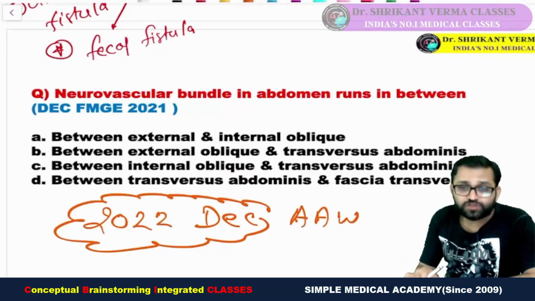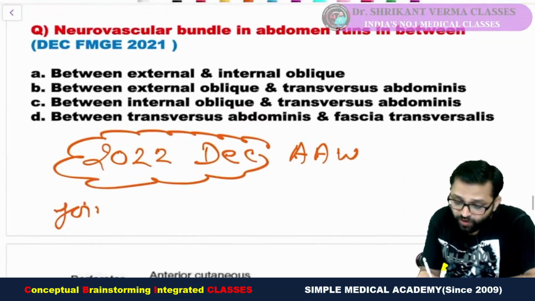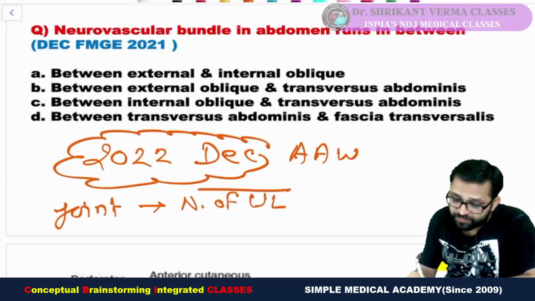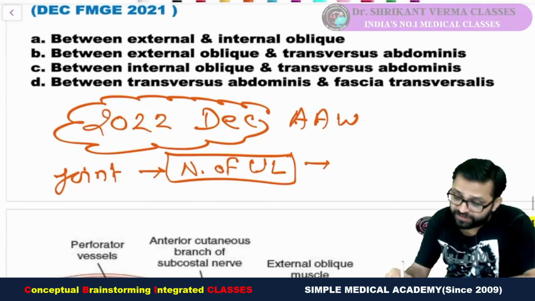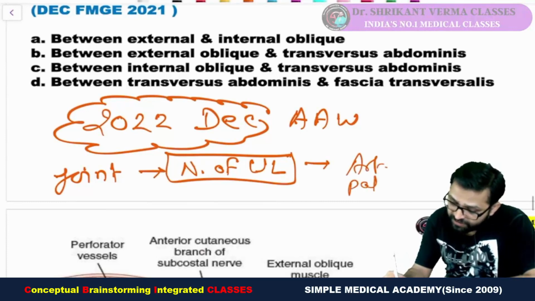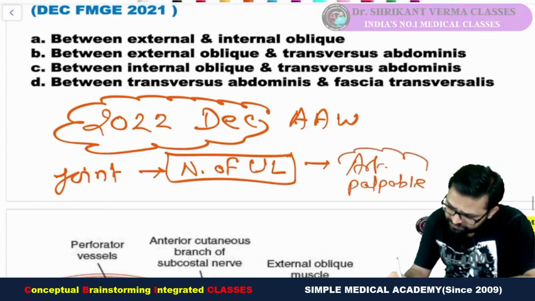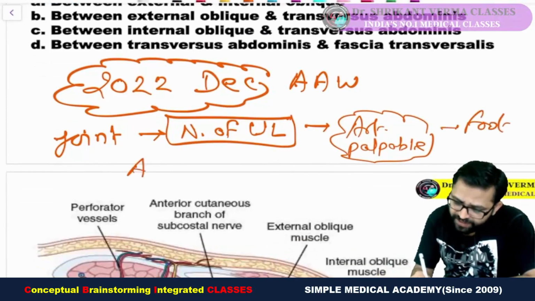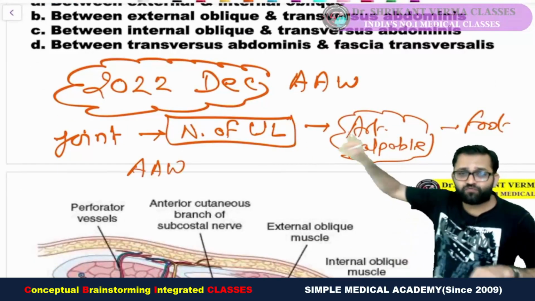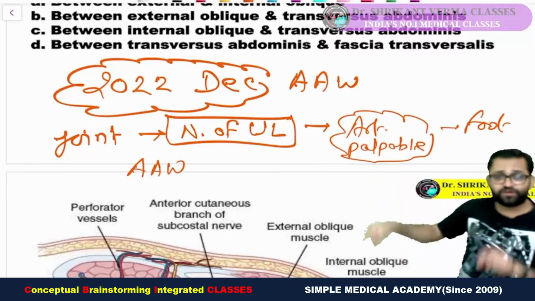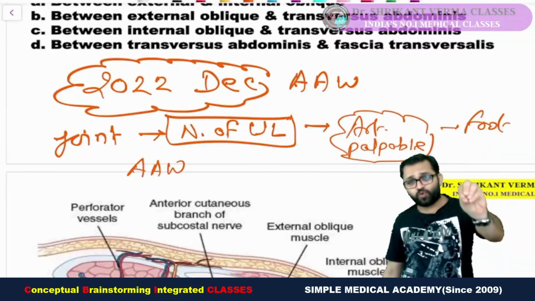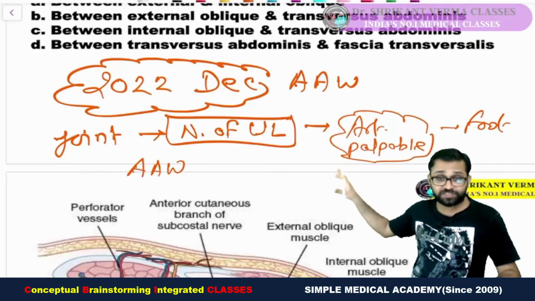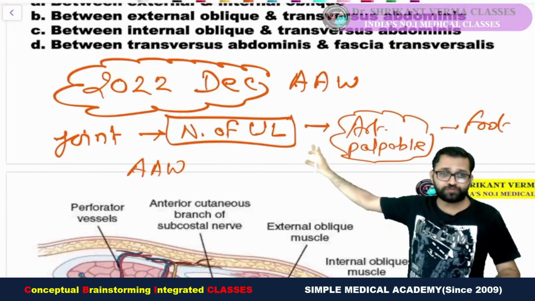Anterior abdominal wall. So till now what I told you, joint, one question. Yes, nose of upper limb, another topic which is very important. Yes, arteries, especially the palpable arteries, another question. And one more thing, the foot, and this time anterior abdominal wall. Yes, 1 2 3 4 5 topics till now which are going to be asked in your FMGE December on the basis of this anatomy integrated discussion session. Sure, don't miss this one.